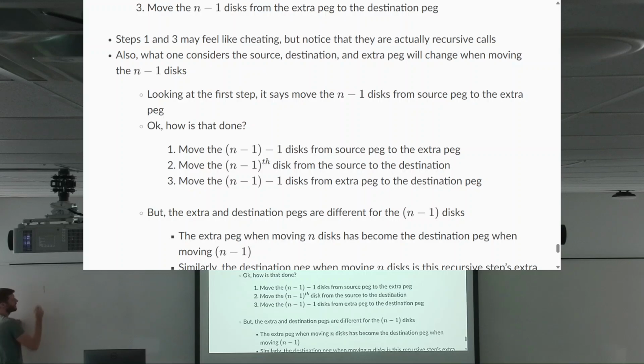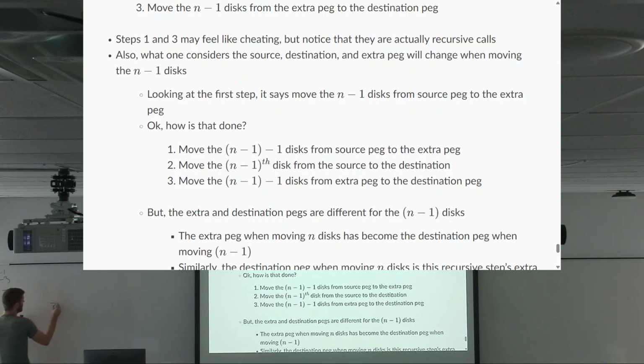If I have one disk to move, that's how many steps I have to do. I just go from source to destination. Done. One. So let's say 1 is 1. If I have 2 disks, I've got to move 1, 2, 3. Do you see how it's actually 3 steps? I move the one disk twice. So 2 is 3.